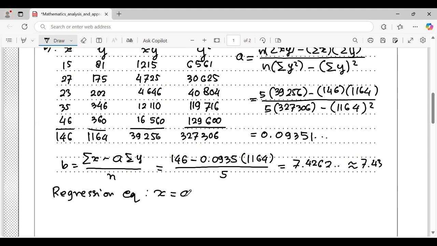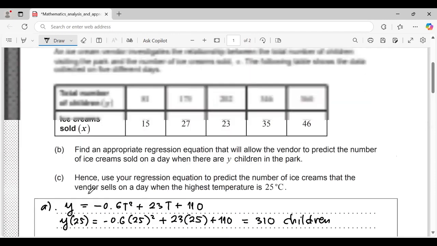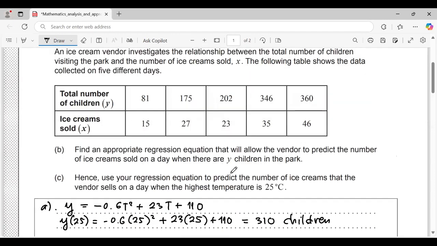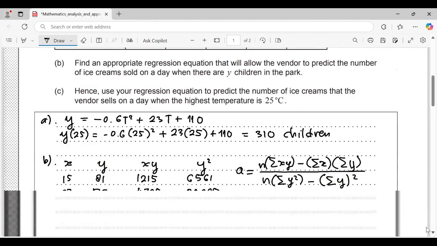So the regression equation is x equals a y plus b. Means x equals 0.0935y plus 7.43. Hence, use your regression equation to predict the number of ice creams that the vendor sells on a day when the highest temperature is 25 degrees Celsius.